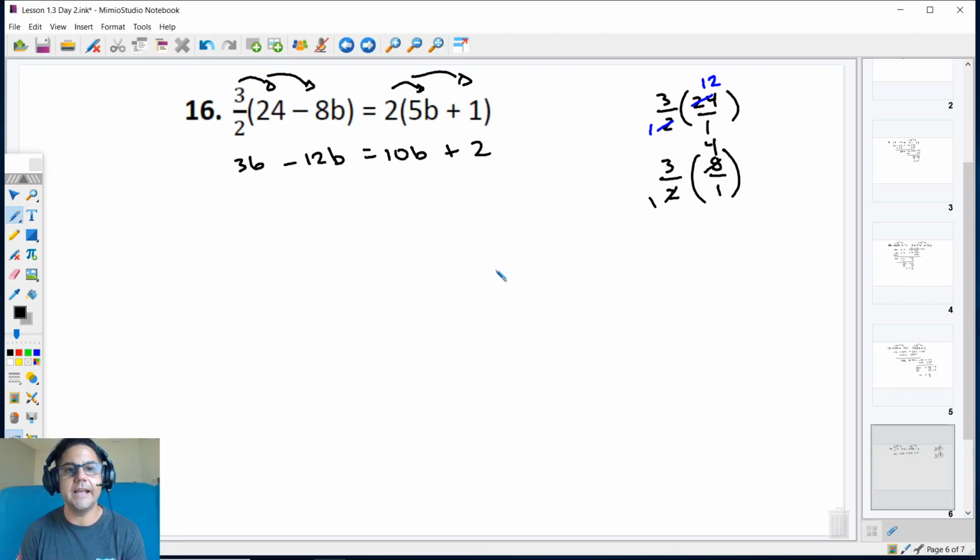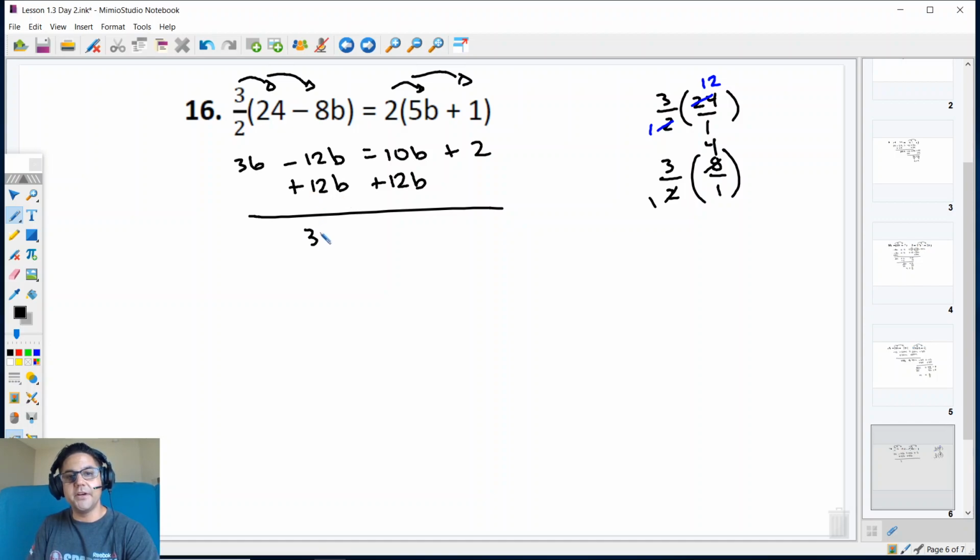Don't need to combine any like terms. So I've got variables on both sides. I'm going to go ahead and move the smallest one, which is add 12b to both sides. So this gives me 36 is equal to 22b plus 2. If I need to, I go ahead and switch it over.